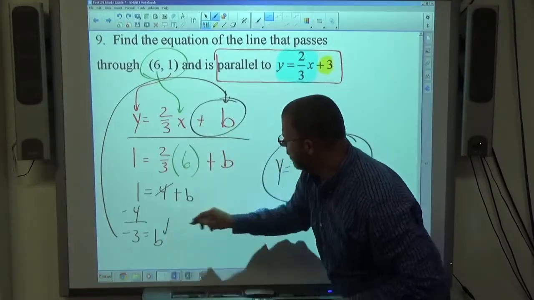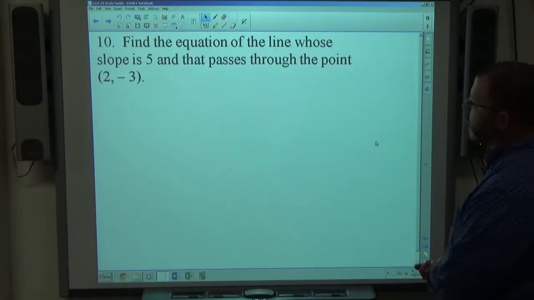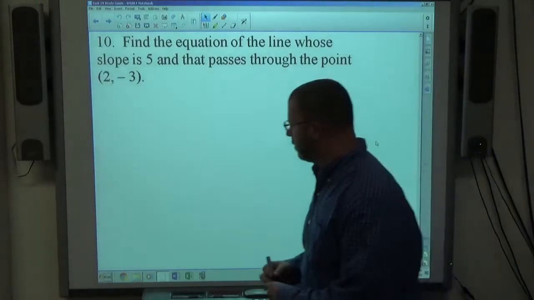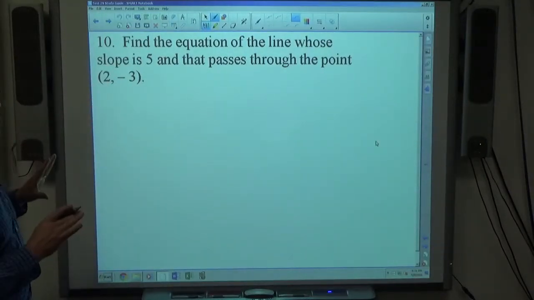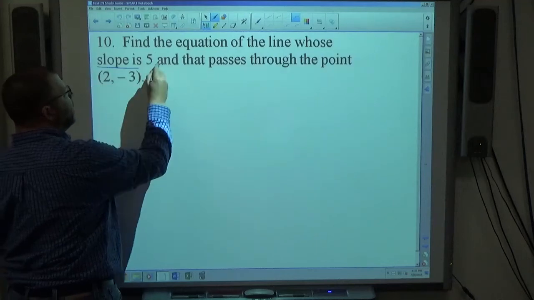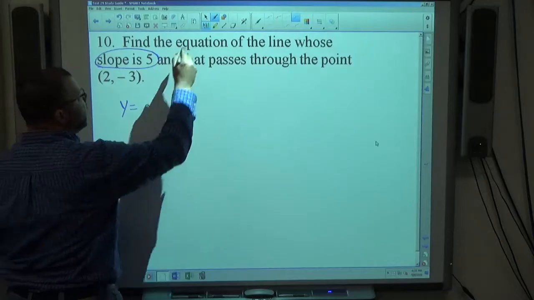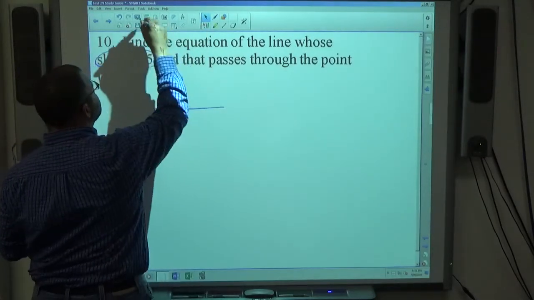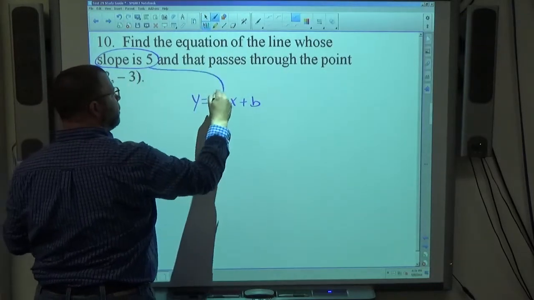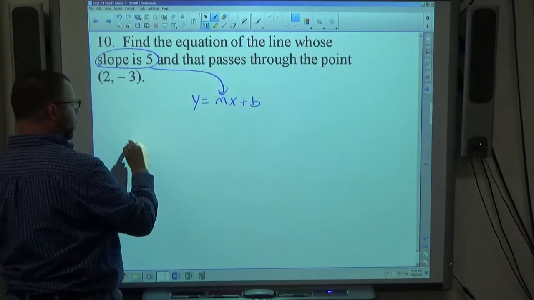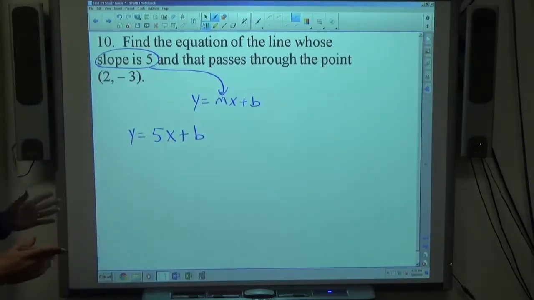This needs to be replaced with b's value to get the correct answer. All right, number 10. Find the equation of the line whose slope is 5 that passes through the point (2, -3). If I equate this to what we just did in the last problem, the slope is 5, they tell us that. And we know y equals mx plus b is our structure. So I know the structure of my answer is going to be y equals 5x plus b. So it's pretty much like the last problem was.